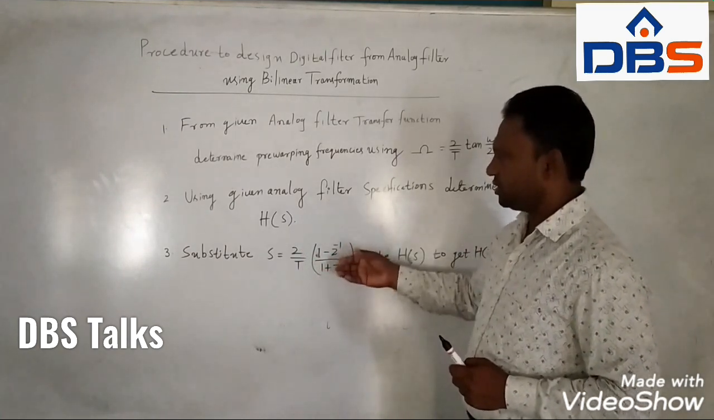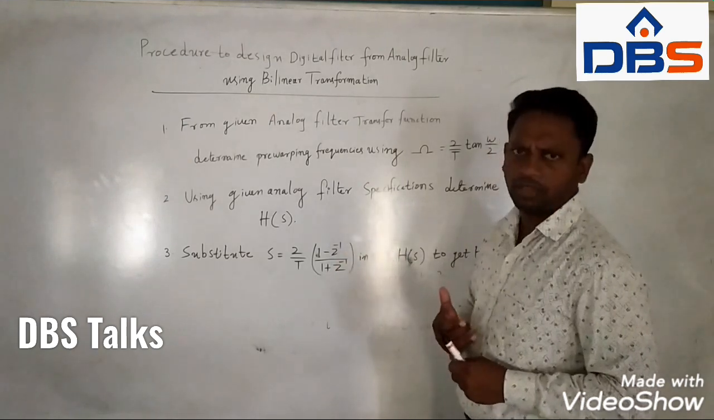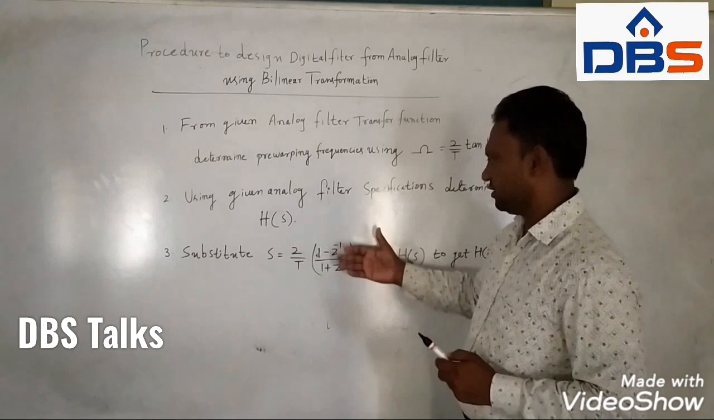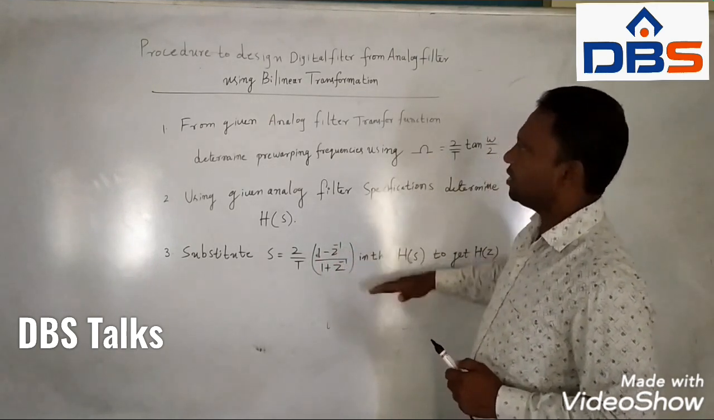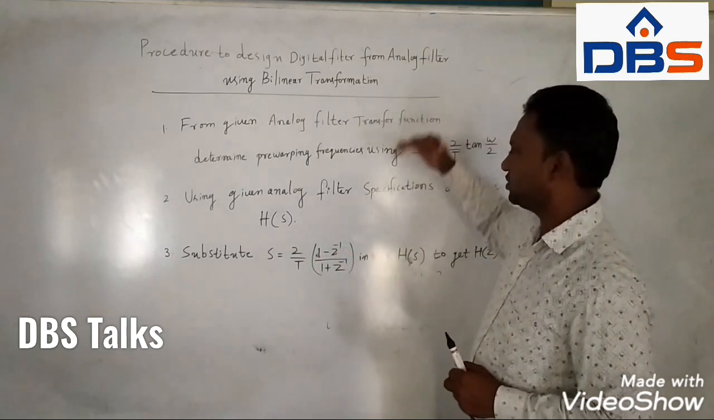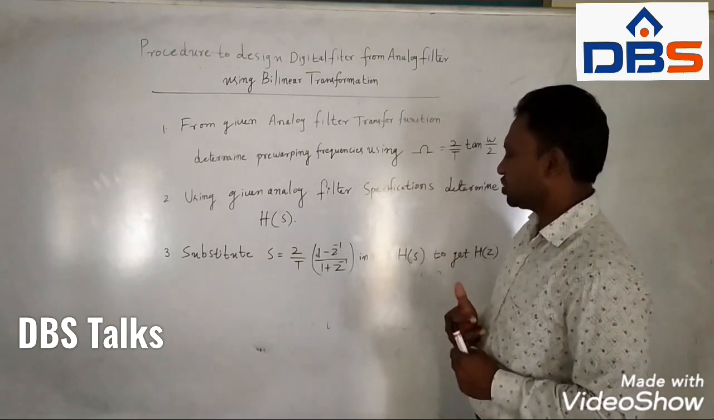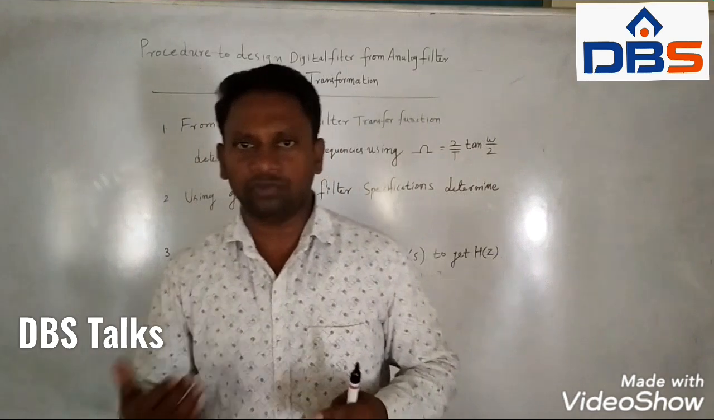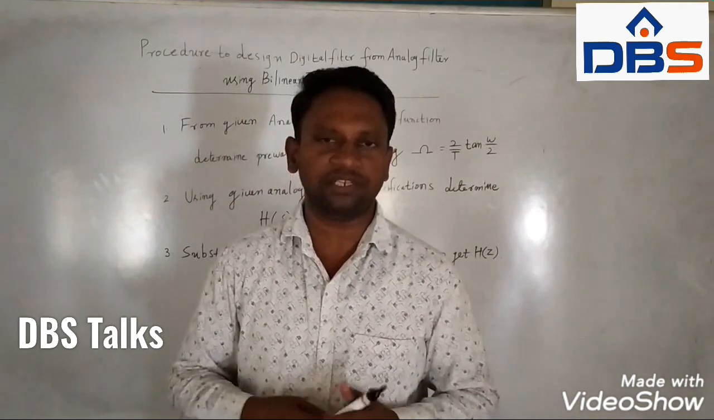we have seen in the morning class, how to get this relation. Okay, so in this way we can convert H of S to H of Z and you can get the corresponding digital filter transfer function. In the next class we'll see some problems based on this bilinear transformation.